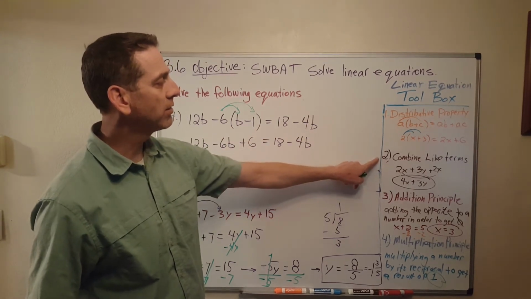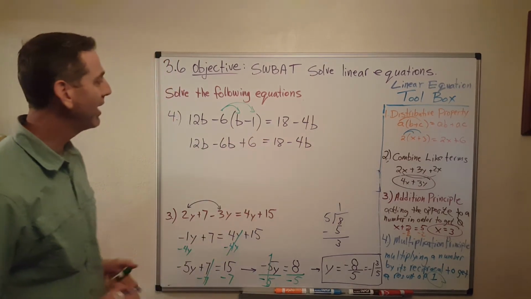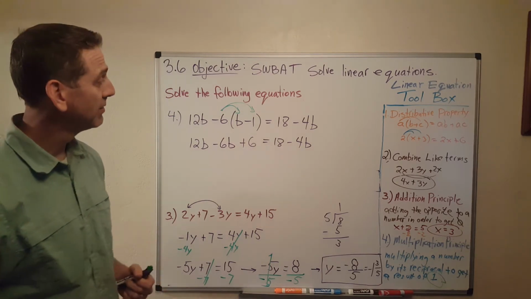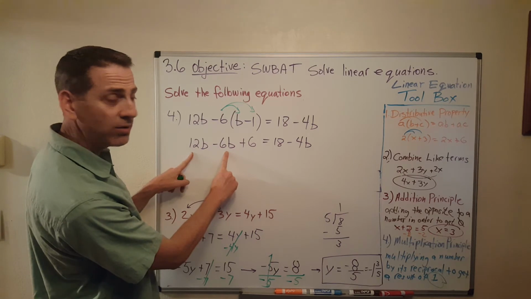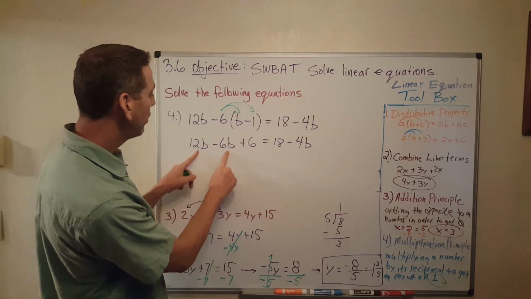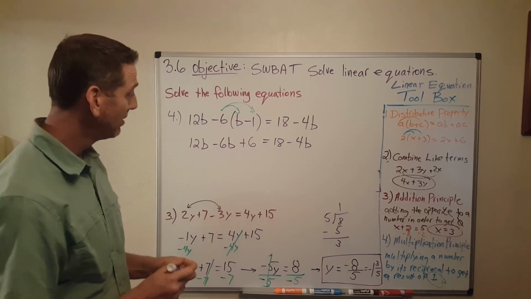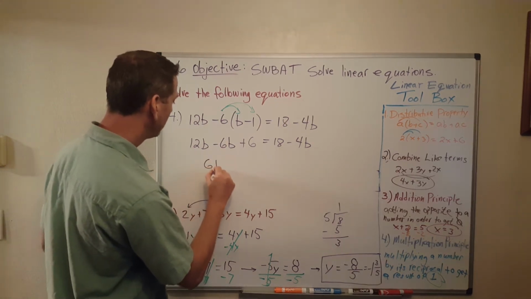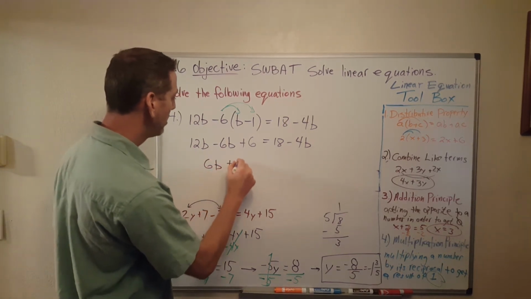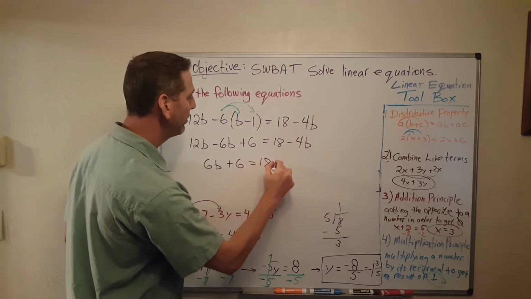Now I move down to combining like terms. Do I have any like terms? Let's see. Well, look at this. Same side of the equal sign, same terms. 12b minus 6b. That is going to be, well, 12 minus 6 is 6. So I get 6b. So I'm just going to write everything else down.